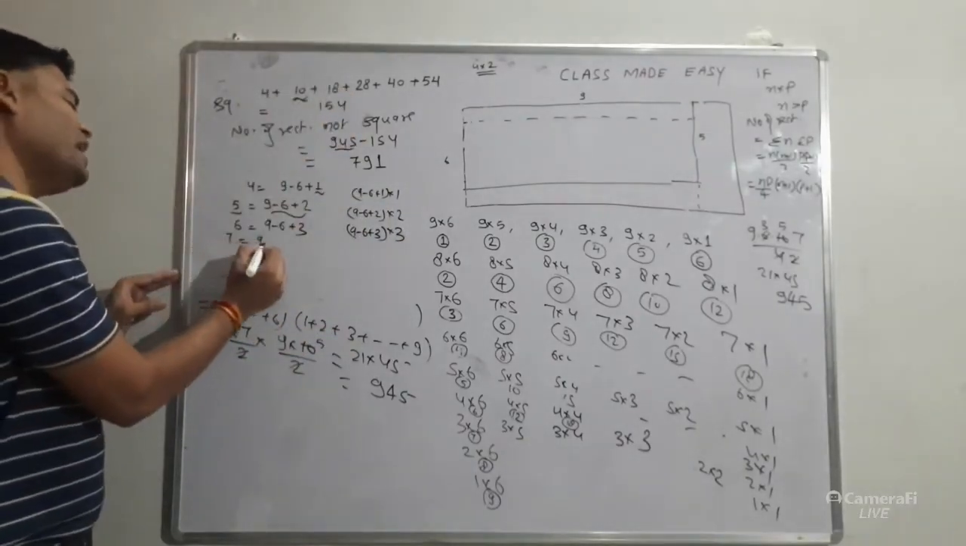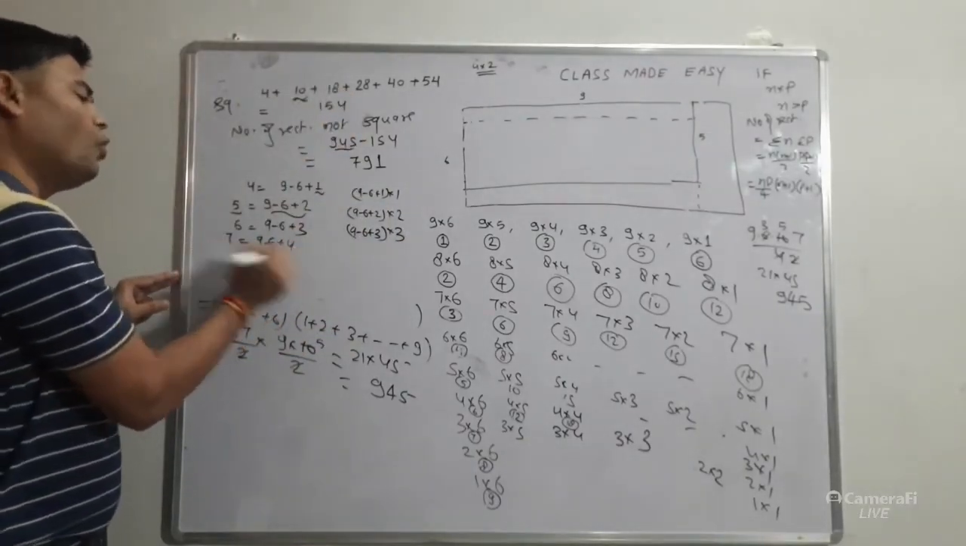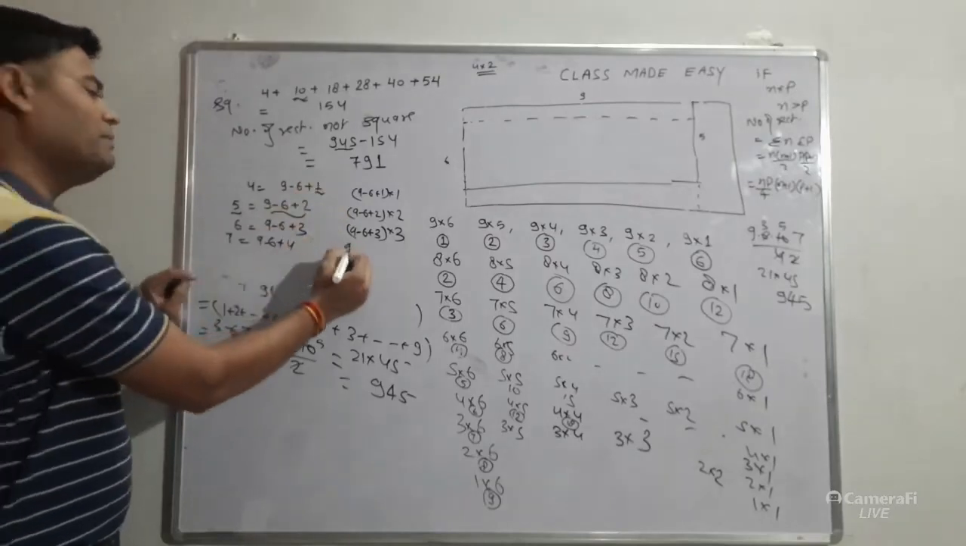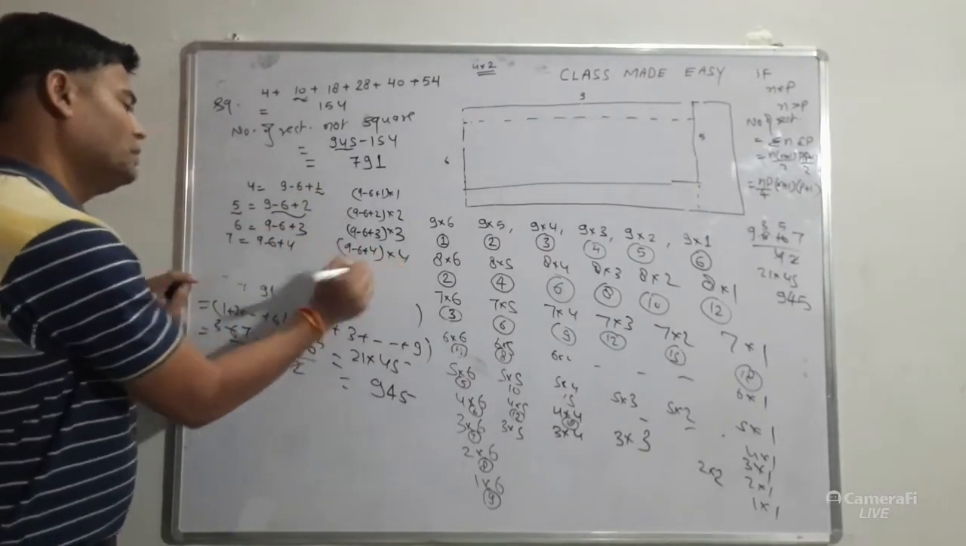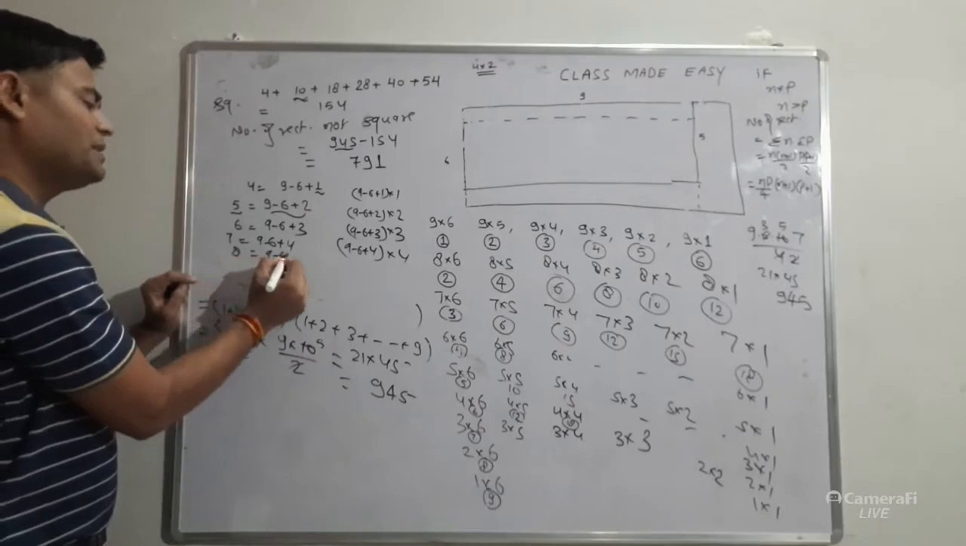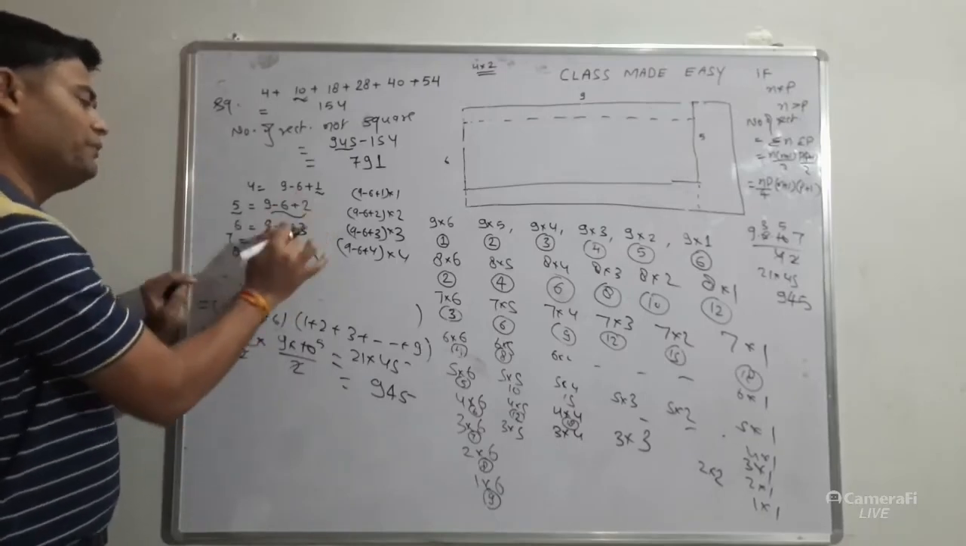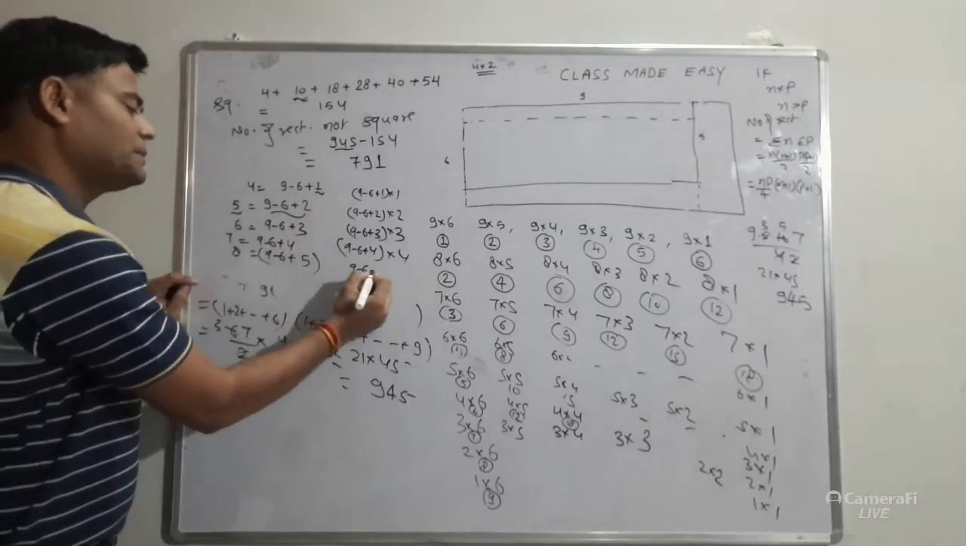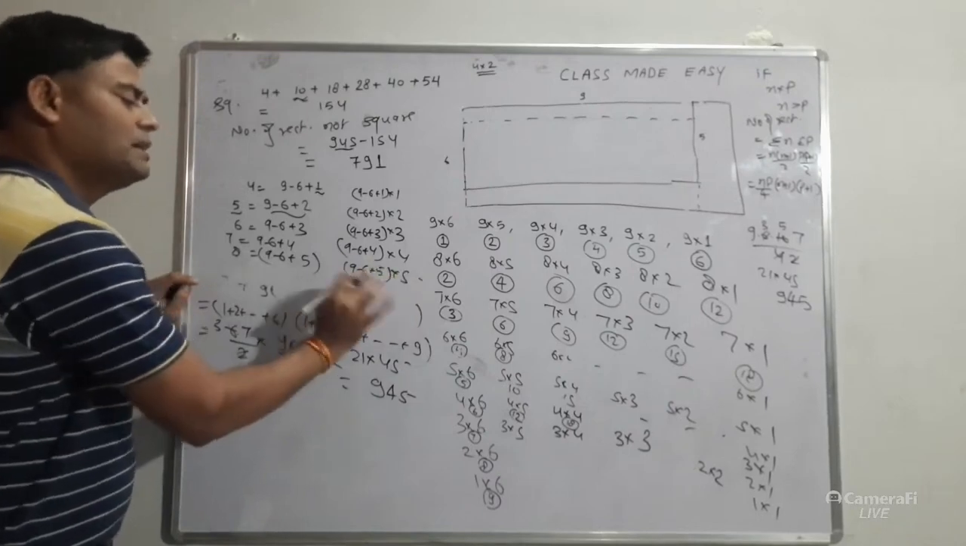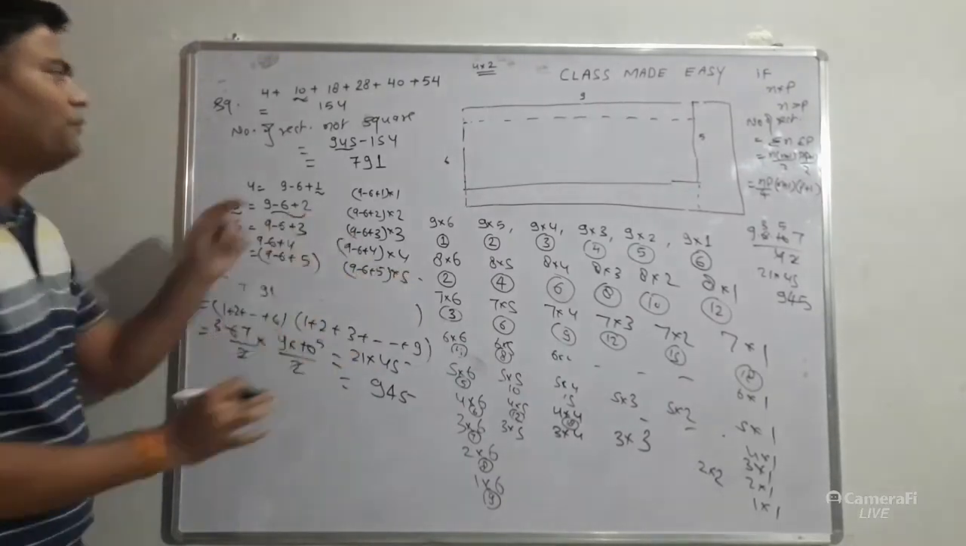For the seventh line we have 9 minus 6 plus 4. It is 1, 2, 3, 4. 9 minus 6 plus 4 into 4. It is the 8th line, 9 minus 6 plus 1, 2, 3, 4. It is 5. So 9 minus 6 plus 5 into 5. So it is 3, 5, 8, 8 fives are 40.